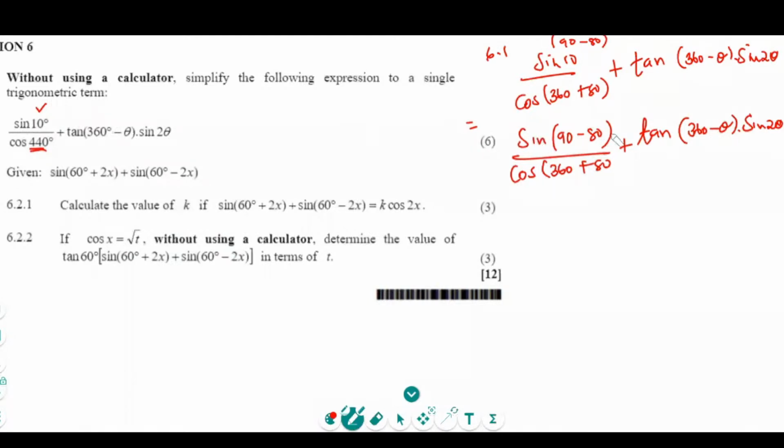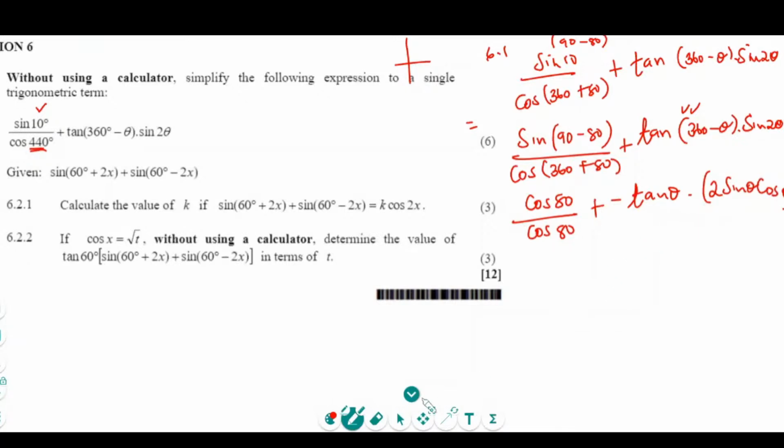Okay, so sine of 90, these are complementary angles, so I'll get the cos of 80. This is cos of 360 plus from the first quadrant, cos is positive, so that's going to reduce to the cos of 80 plus. This is tan 360 minus. This is quadrant number 4. So that's going to be negative of tan theta. This we can open to 2 sine and then cos theta.